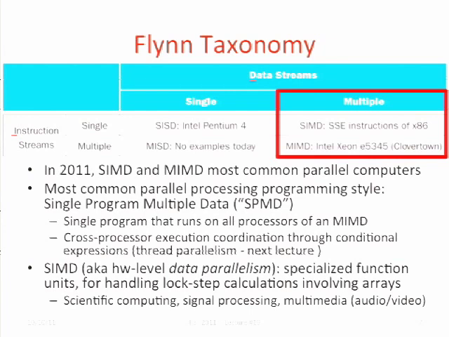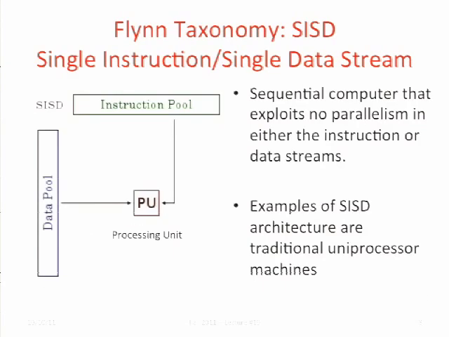That's the famous Flynn taxonomy. If you look up Wikipedia, it tells you who Mr. Flynn is or was, and you can find out more. Let's just look at each of those boxes. The simplest one is SISD, single instruction, single data. Basically that means no parallelism at all. This is probably the way you thought computers worked before you showed up in 61C. It's the simplest model of computation.